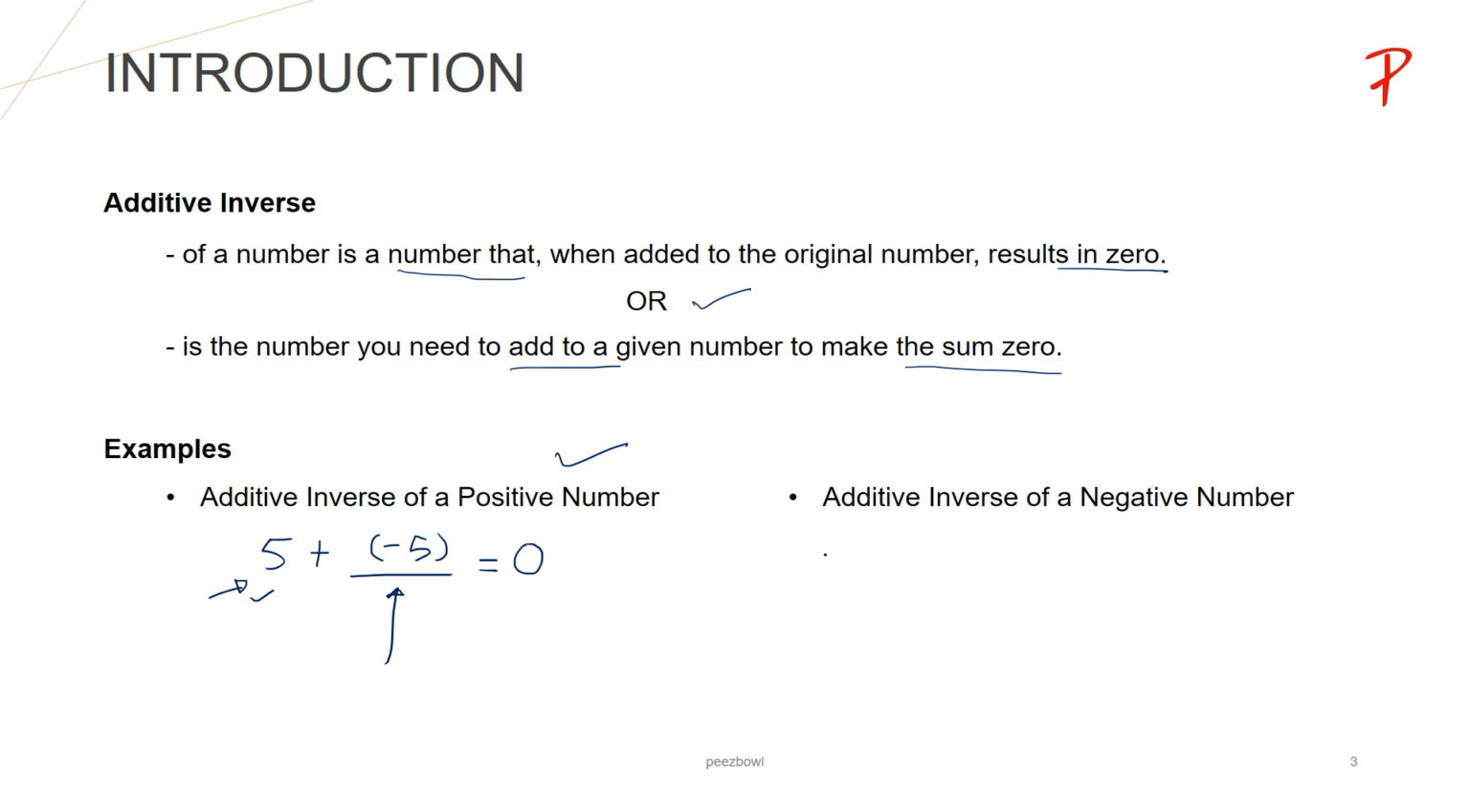Okay. Let us take a negative number and try to find out additive inverse of a negative number. Say for example you have a number minus 3. We need to add a number to minus 3 so that its sum becomes 0. So what you will add to minus 3 so that its sum is 0? We will need to add 3. Minus 3 plus 3 is 0. So we can say that 3 is additive inverse of minus 3.